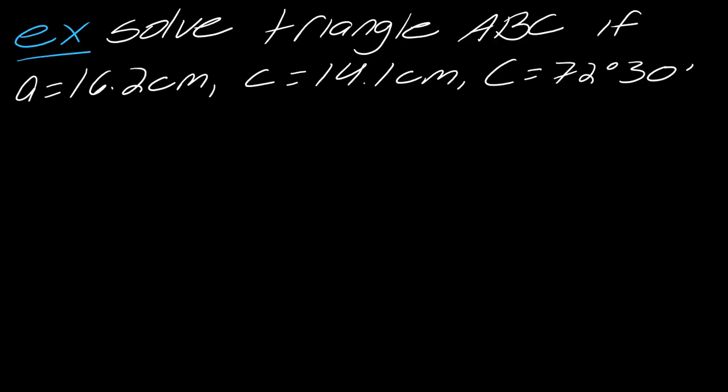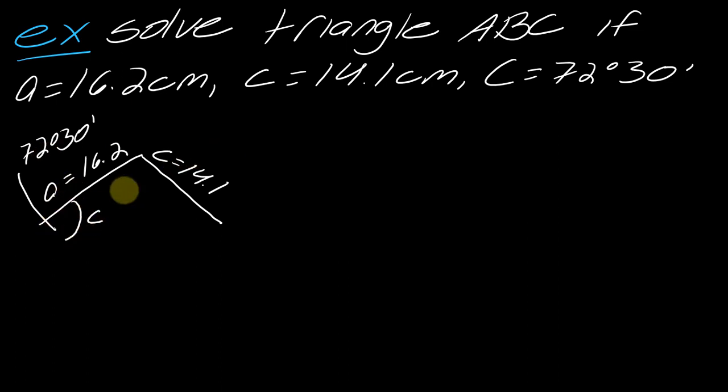All right, so I'm going to show you now how this works. I've got: solve triangle ABC if A equals 16.2 centimeters, C equals 14.1 centimeters, and angle C is 72 degrees and 30 minutes. So let's create this triangle. I've got side A, 16.2, and side C, that's 14.1. And then angle C, where does that fall? Angle C is going to be here, right opposite of side C. So this should be clear. And I know that this is 72 degrees and 30 minutes.